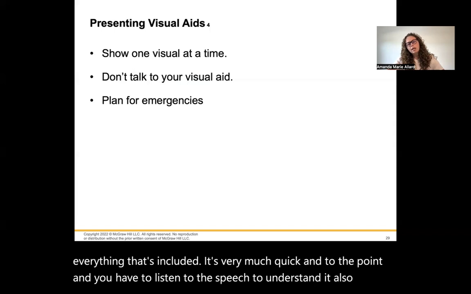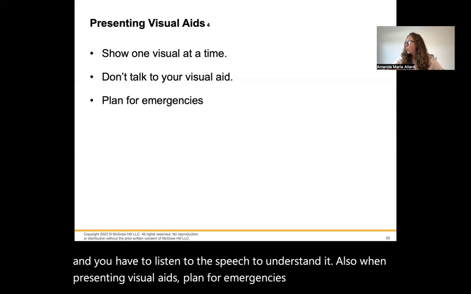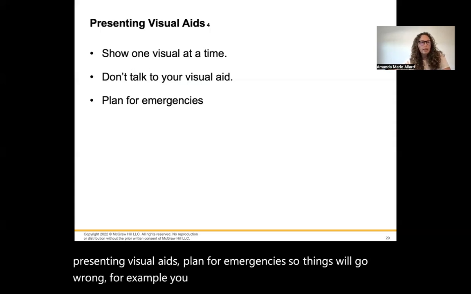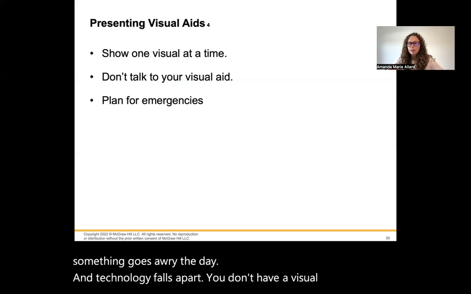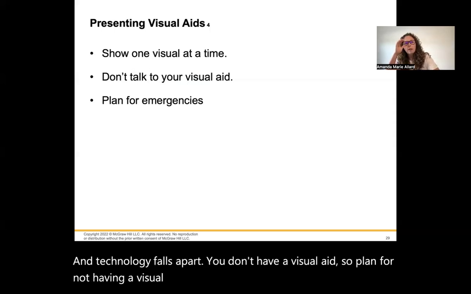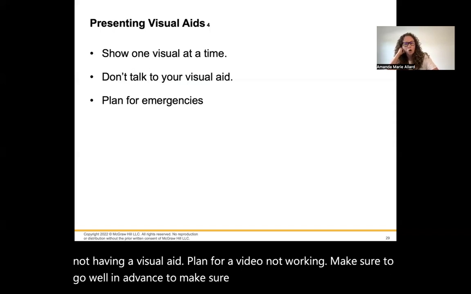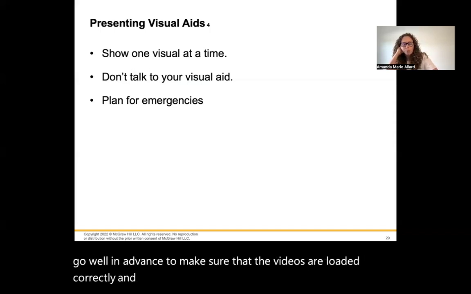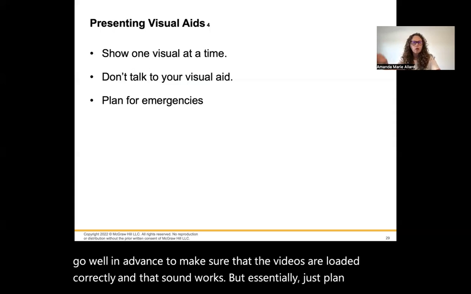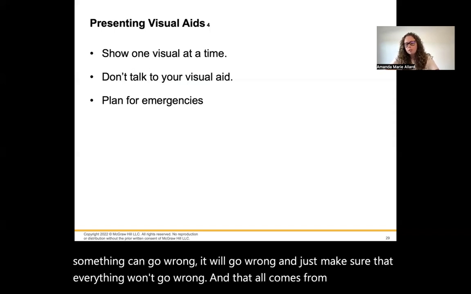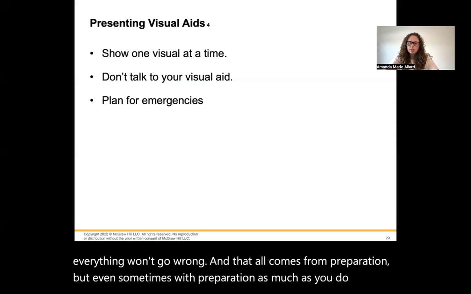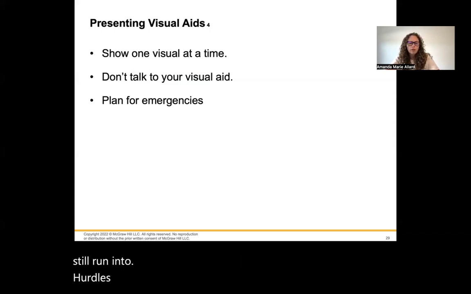Also, when presenting visual aids, plan for emergencies. So things will go wrong. For example, you may plan on having a visual aid, but something goes awry the day of and technology falls apart and you don't have a visual aid. So plan for not having a visual aid. Plan for a video not working. Make sure to go well in advance to make sure that the videos are loaded correctly and that sound works. But essentially just plan for, if something can go wrong, it will go wrong, and just make sure that everything won't go wrong. And that all comes from preparation. But even sometimes with preparation, as much as you do it, you still run into hurdles. So just prepare for them.